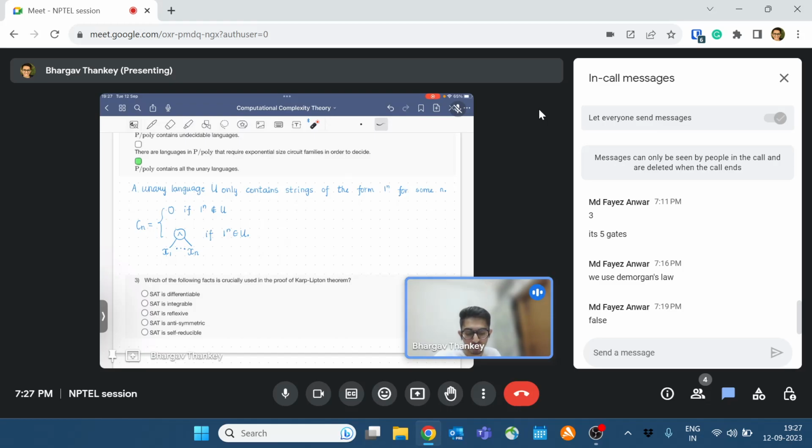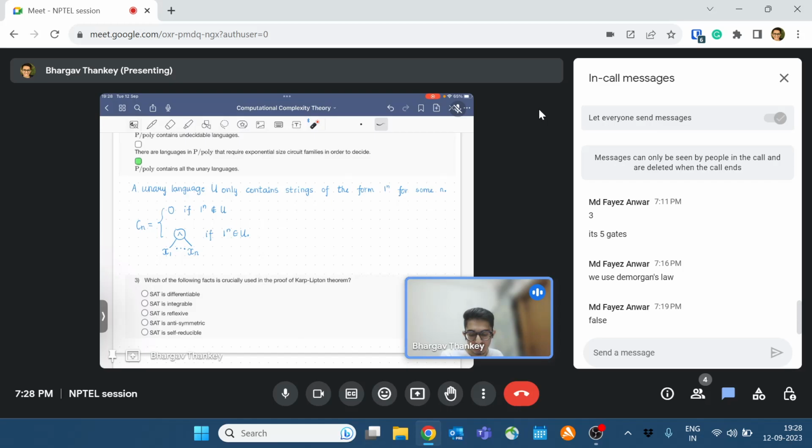What about a string that is not of the form 1 to the n? Well, Cn is either 0 or it's this, right? So if any one of these is not equal to 1, then the output is still 0. So for all strings not of the form 1 to the n, Cn is always going to output 0. And for strings of the form 1 to the n, Cn outputs 0 if it's not in U, and 1 if it's in U. So Cn correctly decides the language U. Is this fine?